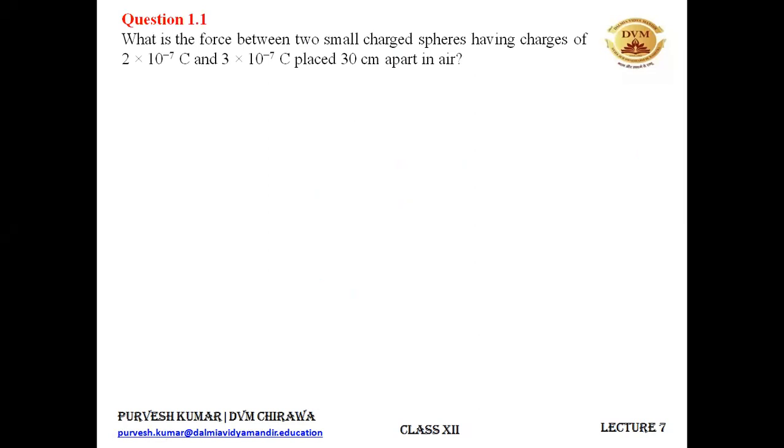Question number 1.1 says: what is the force between two small charged spheres having charges of 2 × 10^-7 coulomb and 3 × 10^-7 coulomb when they are placed 30 centimeters apart in air? We all know that it can be solved with the help of Coulomb's law.